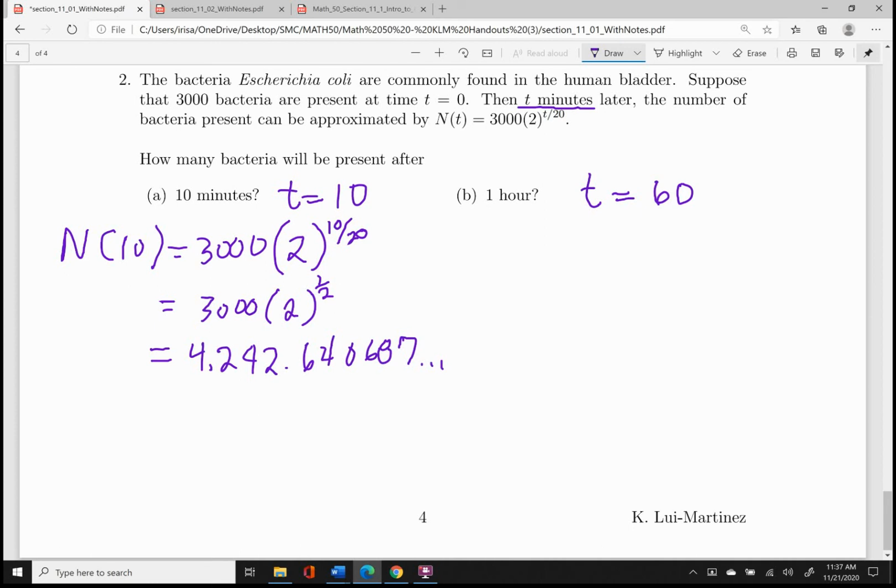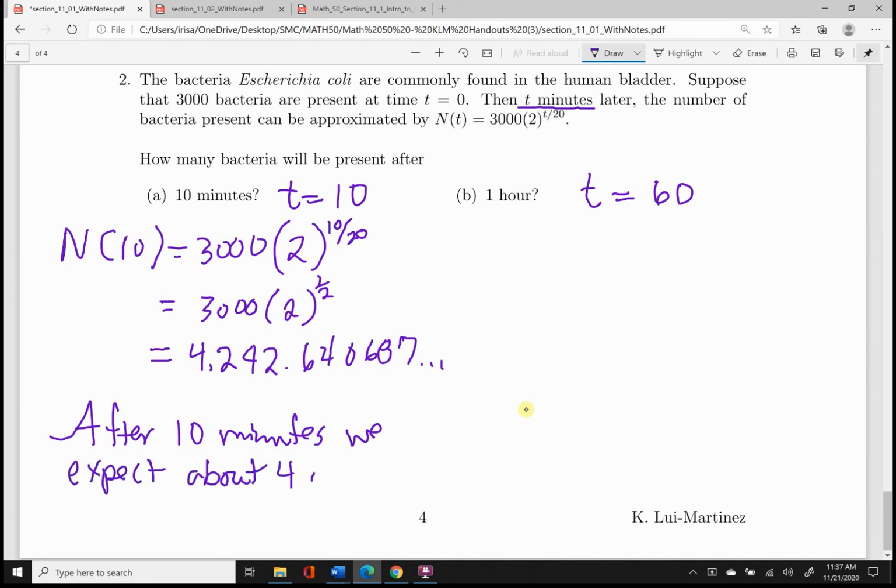And now, since we're talking about bacteria here, you should round to the nearest whole bacteria. So a good final answer would be, after 10 minutes, we expect about 4,243 bacteria to be present.